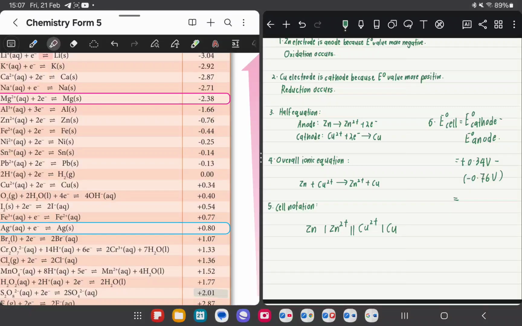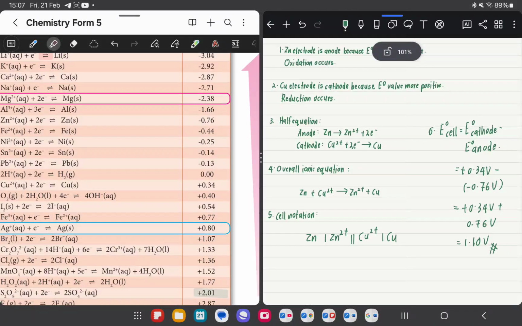Positive 0.34 minus negative 0.76. It's basic maths: negative and negative will be added, so positive 0.76 volt. So you'll end up with 1.10 volt. So this is your final answer for the E0 of the cell. Okay, so is your answer correct?